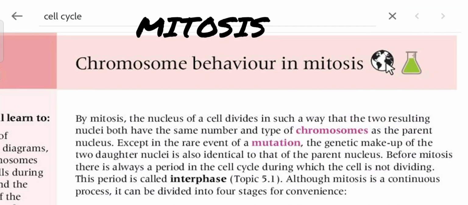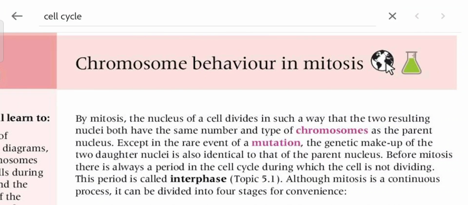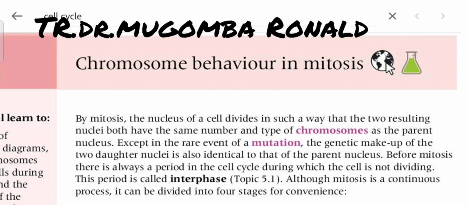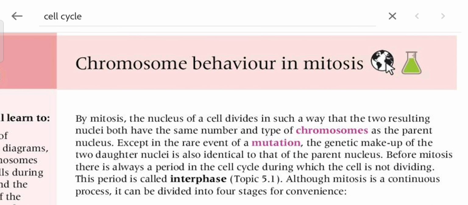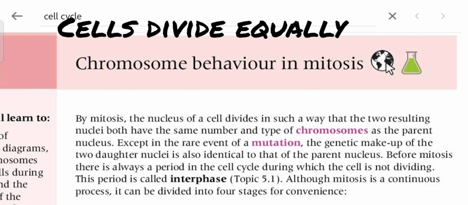So now we can go ahead and look at the whole process of mitosis. I think that was the goal and the gist of the whole matter. Going ahead to look at how the chromosomes behave during mitosis. As we said earlier, mitosis usually involves the cell dividing equally into two identical cells.